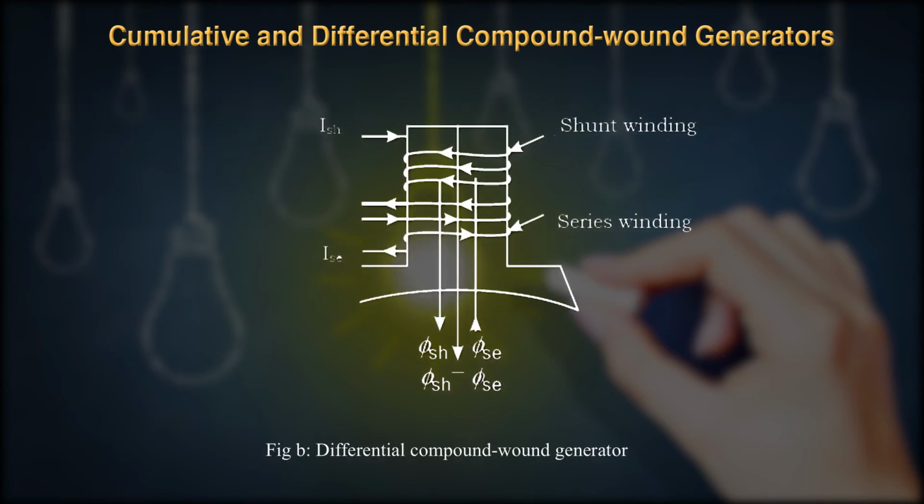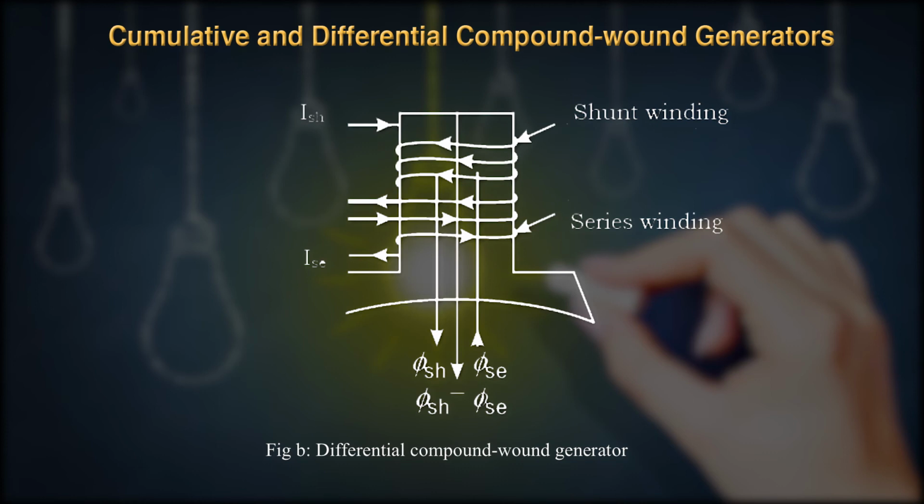So here you can see that flux produced by the shunt field winding is in downward direction and field produced by the series field winding is in upward direction. That means these two fluxes are opposing each other. That's why it is called differential compound wound generator. Now we are going to discuss voltage buildup in shunt generator.